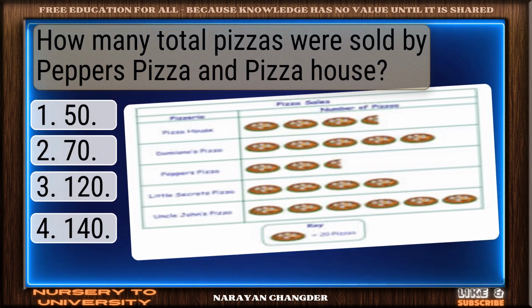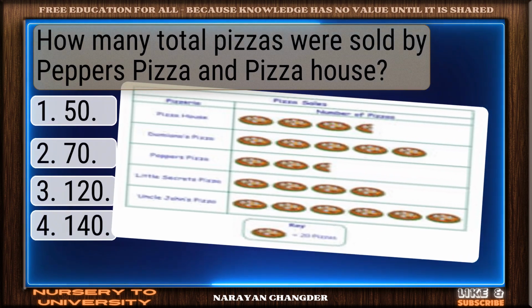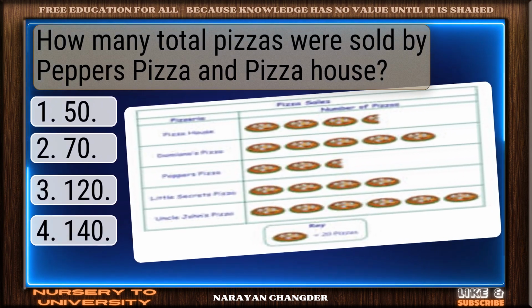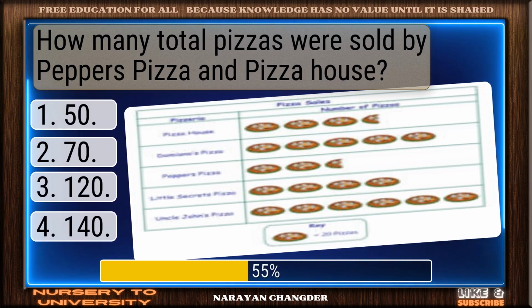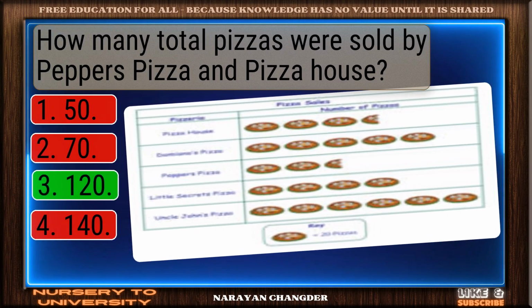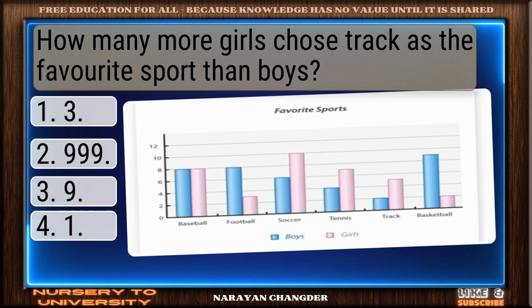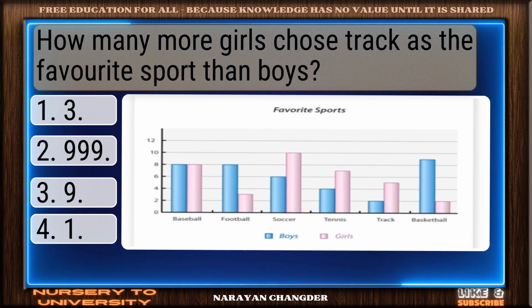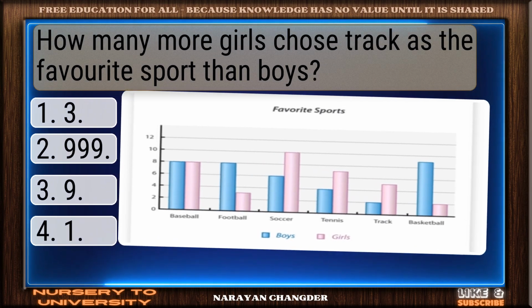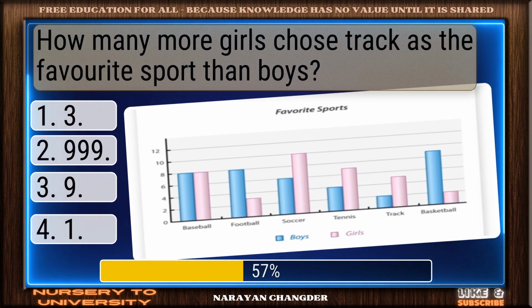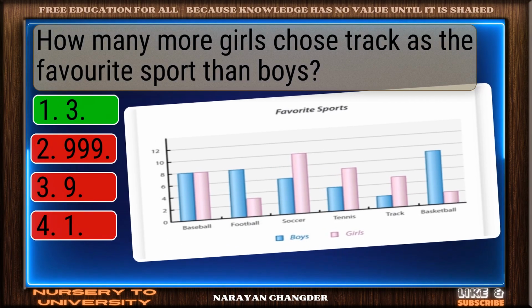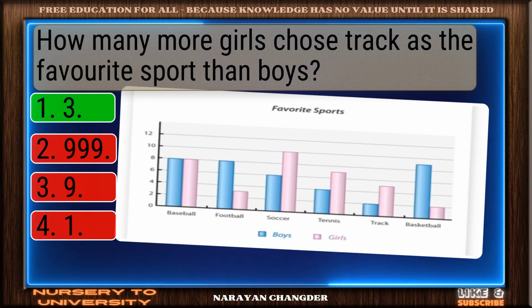How many total pizzas were sold by Pepper's Pizza and Pizza House? Excellent. 120 is a brilliant choice. How many more girls chose track as the favorite sport than boys? Great job. 3 is the accurate answer.